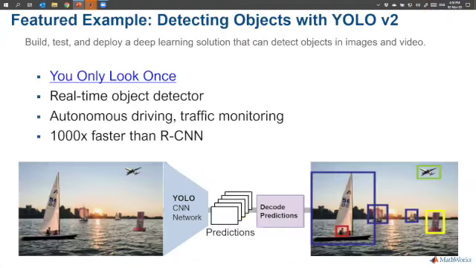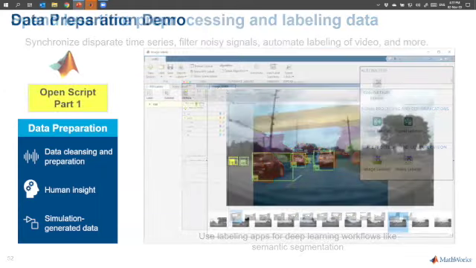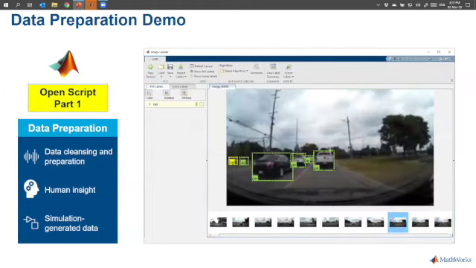So now we're gonna use this feature example of the YOLO version 2 for detecting objects. We will not write line by line because this demo is quite complicated. This demo is also using transfer learning. And let me show you also how to label your image, your data. This is important. We'll have to do this. Open script part 1.